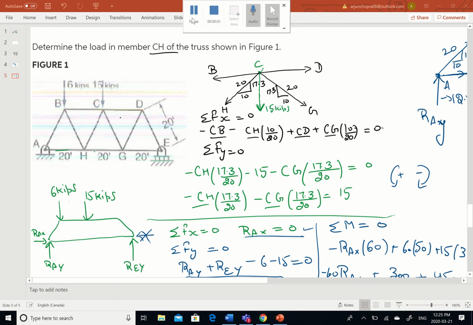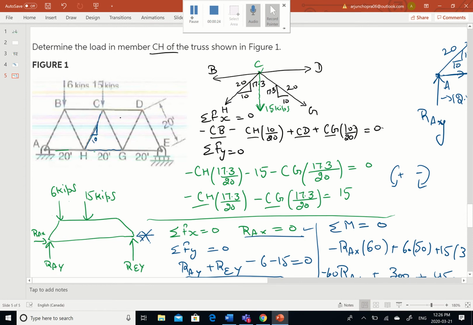Welcome back, friends. In this question, we wanted to find the load in member CH. In this member, we wanted to find the load, and we wanted to apply the method of joints in this question. So first of all, I wanted to find the slope of all the angle members. So this value, if this total is 20, I can call this is the half. So this value is 10.